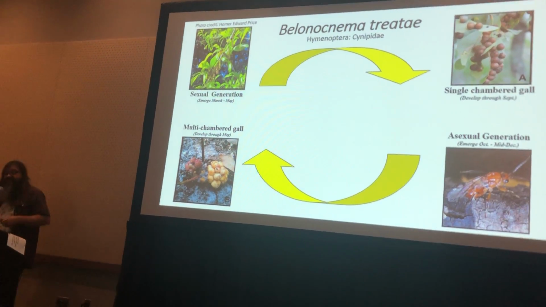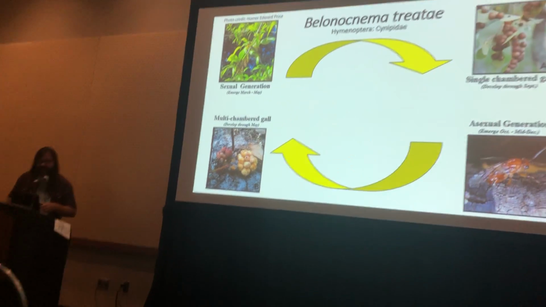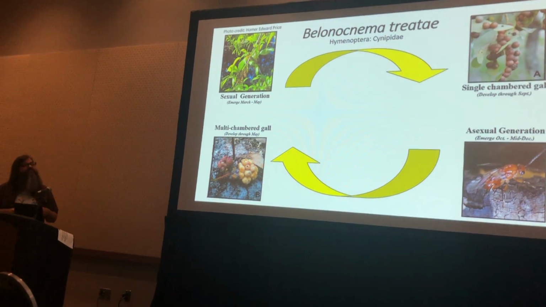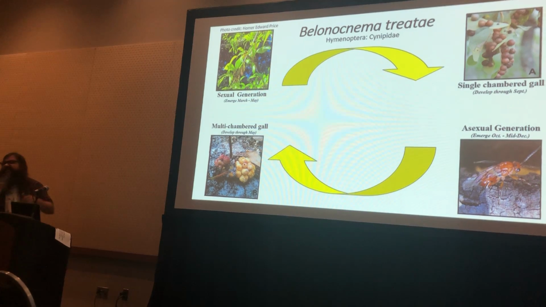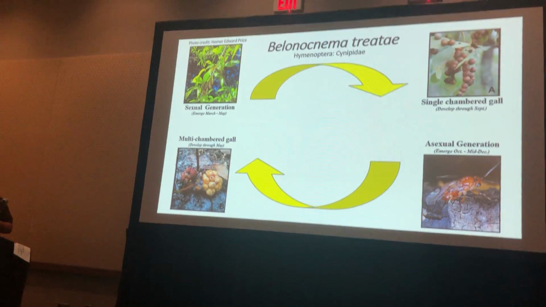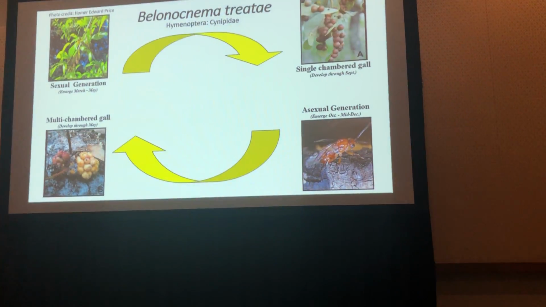The insect that lives on these species is a gall-forming wasp. It's a cynipid, the name is Belonocnema. Gall formers have a really neat interaction with their host plant. They lay eggs, and it's a genome-to-genome interaction between the plant and the insect.